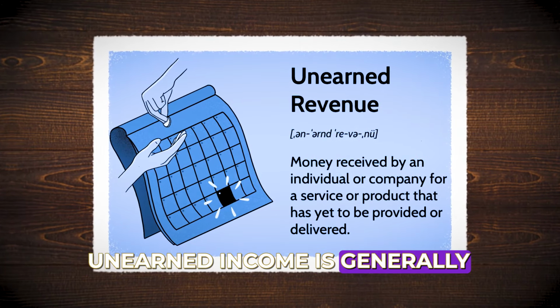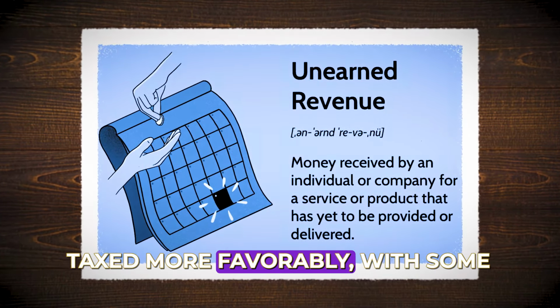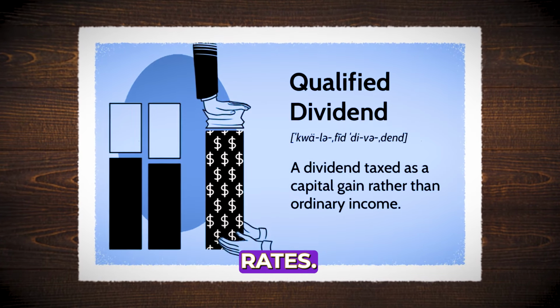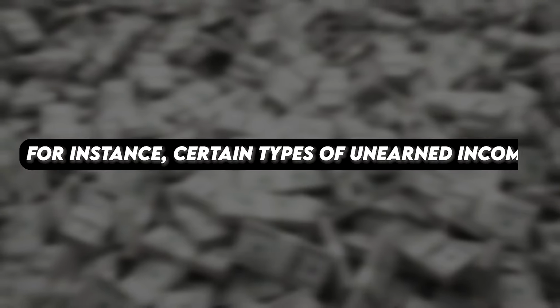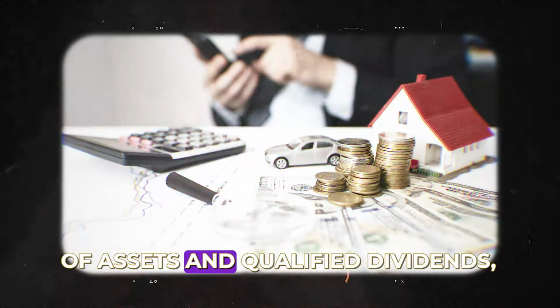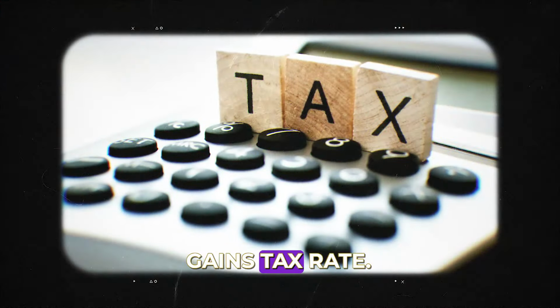Unearned income is generally taxed more favorably, with some types like qualified dividends taxed at lower capital gains rates. For instance, certain types of unearned income, such as the sale of assets and qualified dividends, are taxed at a special capital gains tax rate.